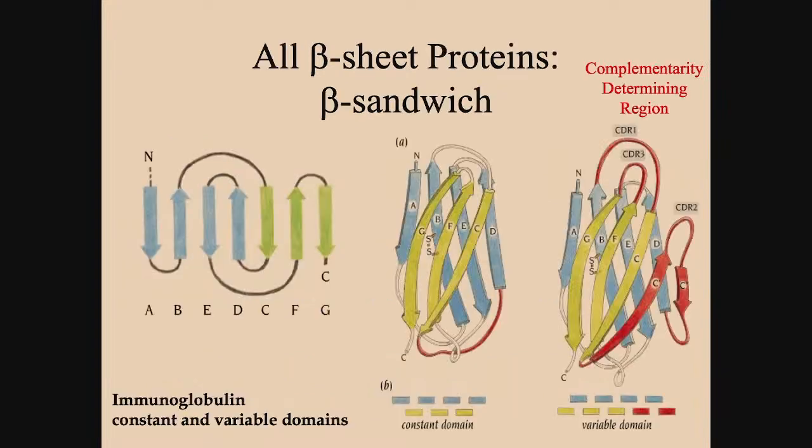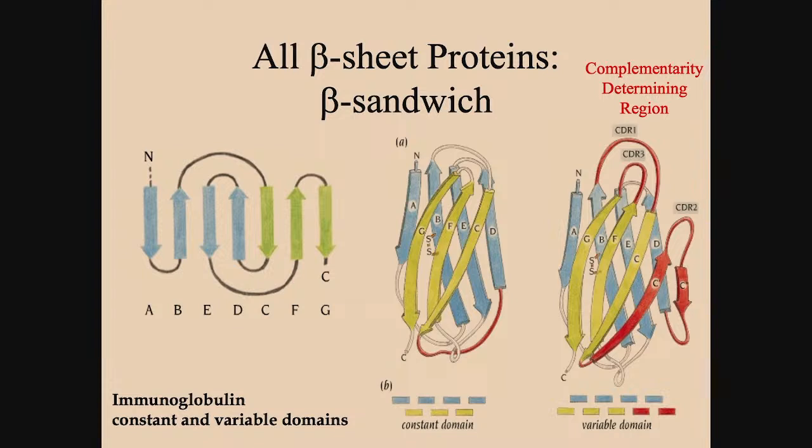Now let's talk about beta sandwiches, which are made of beta sheets. So when you look at sandwiches, you find sheets as well. A very popular and important beta sandwich is something called the immunoglobulin fold. That's present in your antibodies, immunoglobulins.